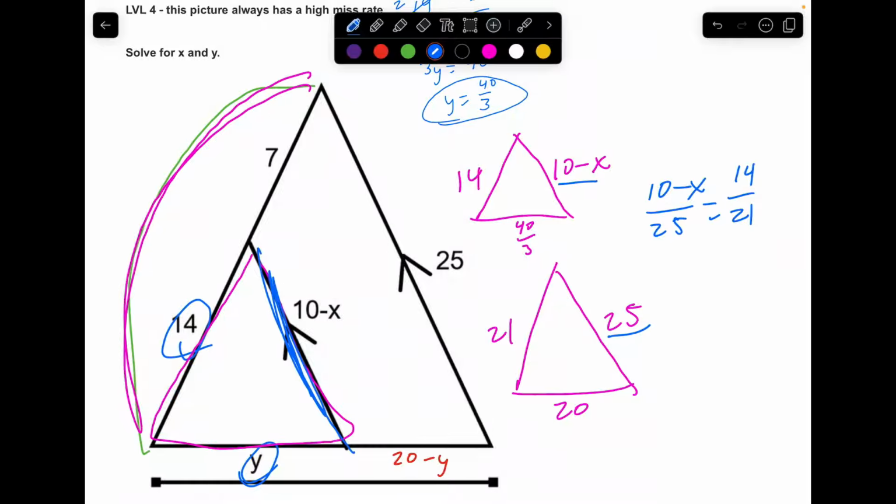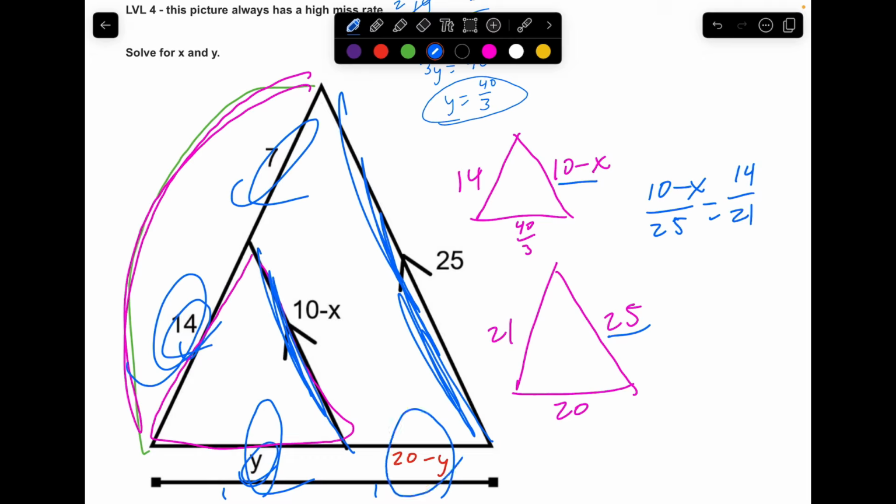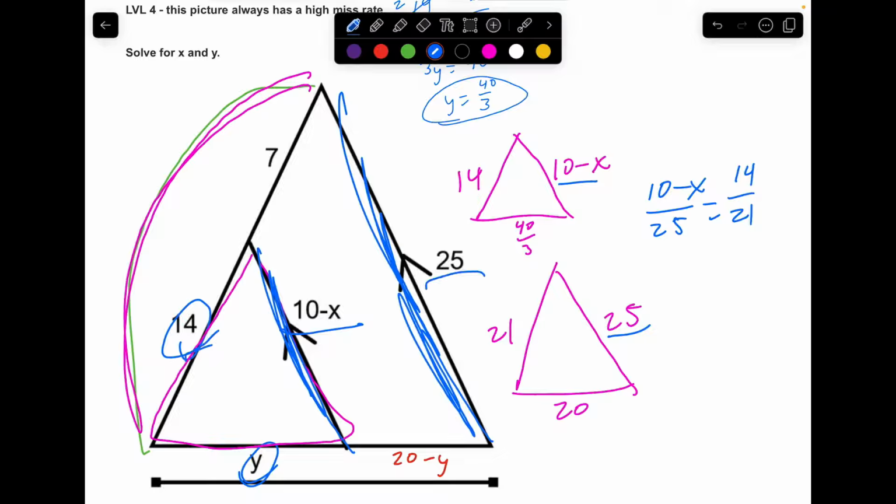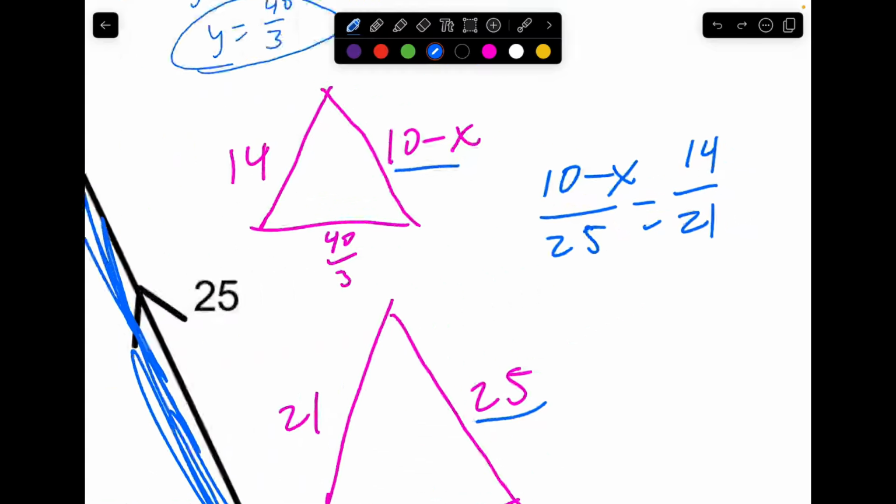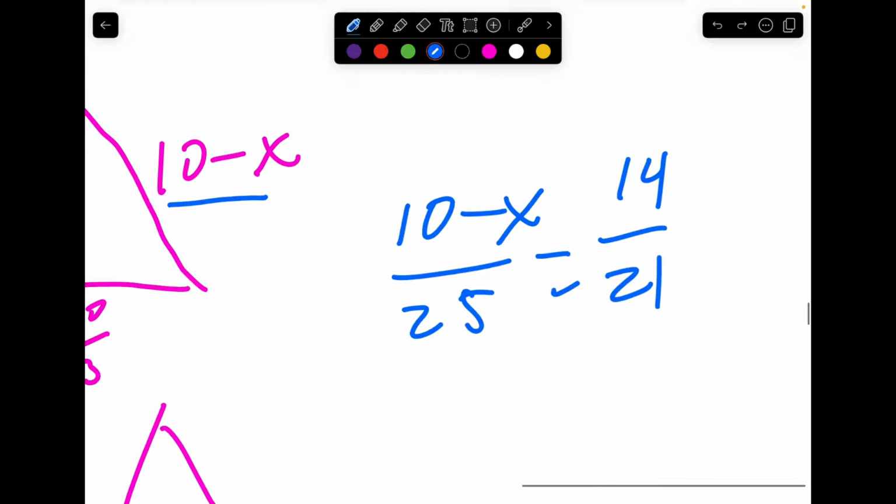If you're using the actual parallel lines, you have to focus on the similar triangles. The parallel lines do not have the same ratio as all the little pieces do. You cannot do the same ratio. You cannot do 10 minus x over 25 equals 14 over 7. You can't do that, and it makes no sense. To go from 14 to 7, you're getting smaller. Does 10 minus x get smaller or bigger? It gets bigger, so it makes no sense. This is the only setup I like here, guys.